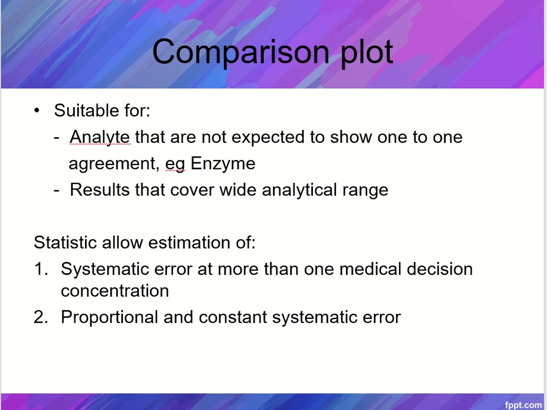It is suitable for analytes that are not expected to show one-to-one agreement. For example, enzymes and proteins, and usually we use this. We can use this for almost all quantitative tests, and for results that cover a wide analytical range. The statistics allow estimation of systematic error at more than one medical decision concentration, and will show proportional and constant systematic error.